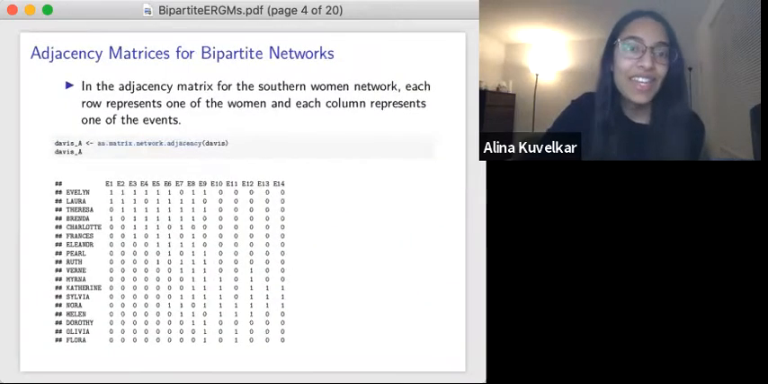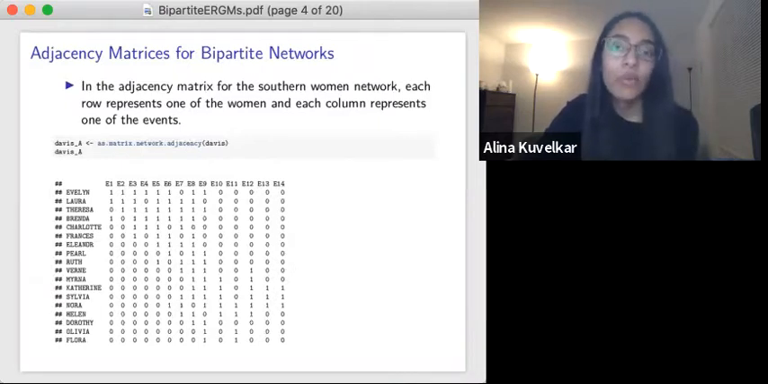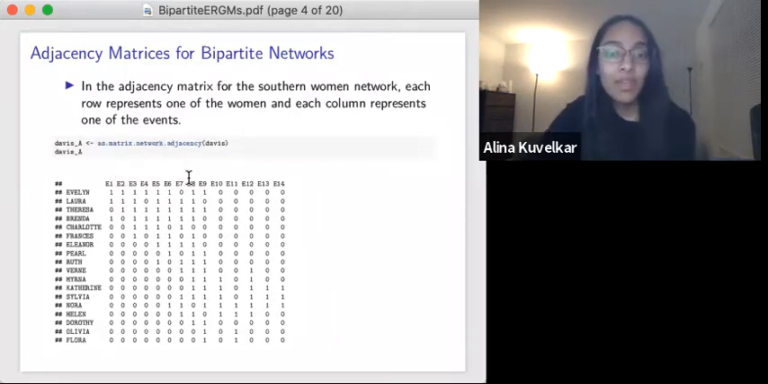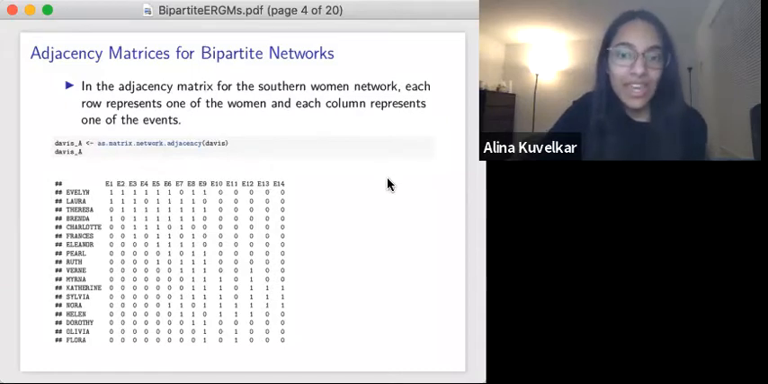As Jim mentioned, the adjacency matrices for bipartite networks are rectangular, with the rows typically representing people and the columns typically representing groups. To get the adjacency matrix for the Southern Women data set, we can use the as.matrix.network adjacency function. As we can see here, each row represents one of the women and each column represents one of the events. A 1 in this case indicates that the woman in that row attended the event in that column.